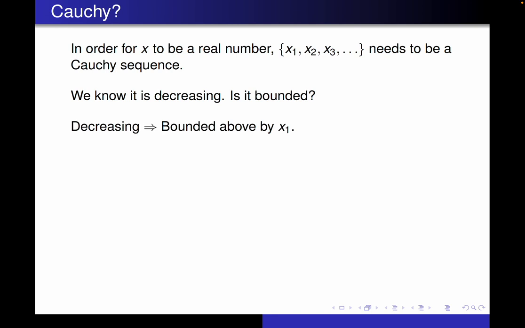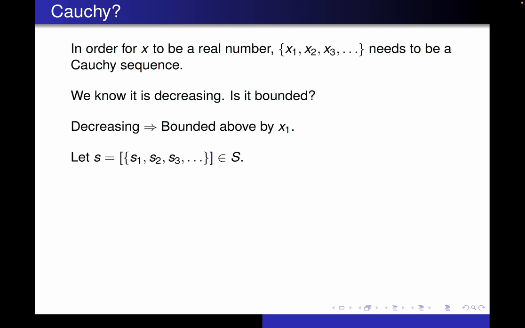So we know it's decreasing, and that means it's bounded above by its first term. So x1 is an upper bound, so our sequence is bounded above. Now we just have to show that it's bounded below. But that's actually not as difficult as it sounds, because remember, this sequence is supposed to represent a number that is an upper bound for all of S. So we should just be able to take some random number in S and use that to find a lower bound for our sequence. So let's try it.